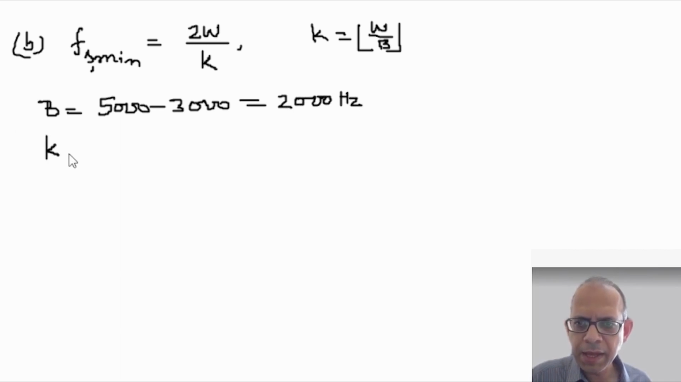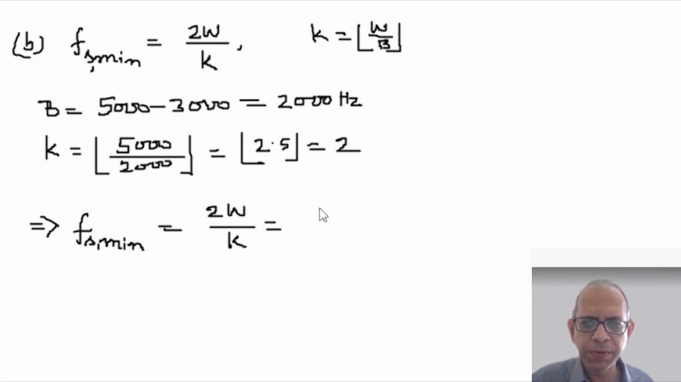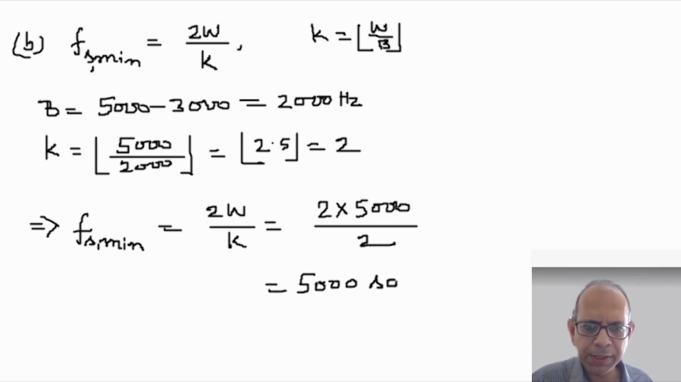So what is K? K is equal to floor of W by B. What is W? W is the maximum frequency, which is 5000, upon the bandwidth B, which is 2000, and that is equal to floor of 2.5, and floor of 2.5 is 2. So accordingly, the minimum frequency required for sampling as per the bandpass sampling theorem is equal to 2W by K, which is 2 into 5000 by 2, which is equal to 5000 samples per second.